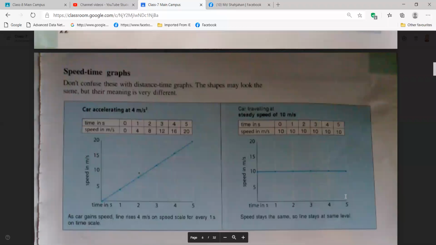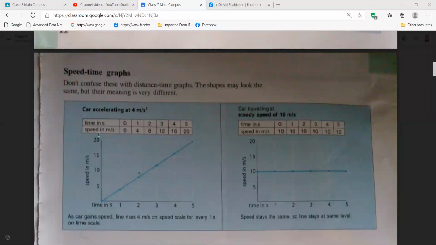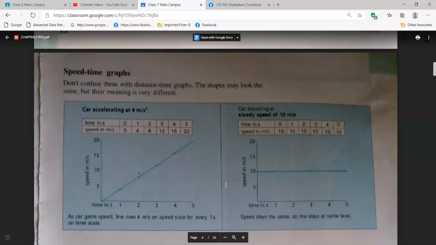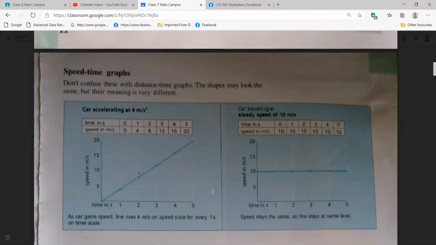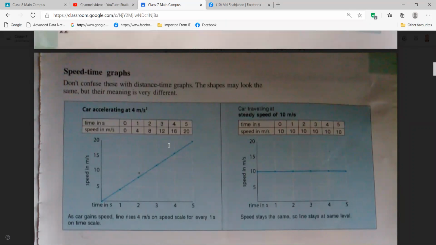Today we are doing speed time graphs. We have here two graphs, both are speed time graphs. In the first graph you see, with time the speed is increasing. If the speed increases with time, then we say the car is accelerating, right?